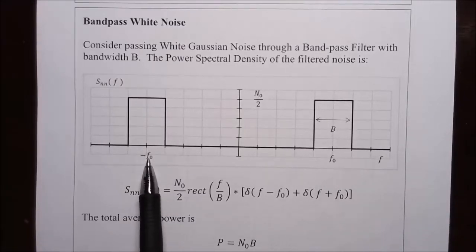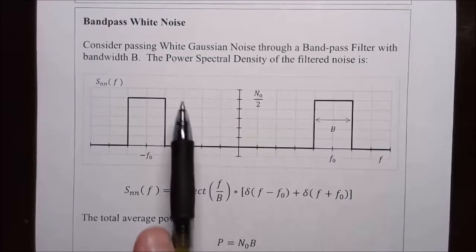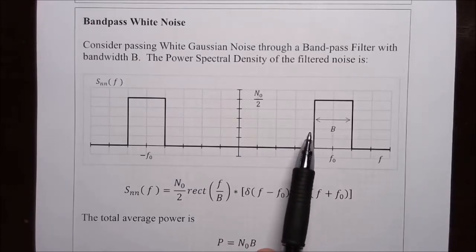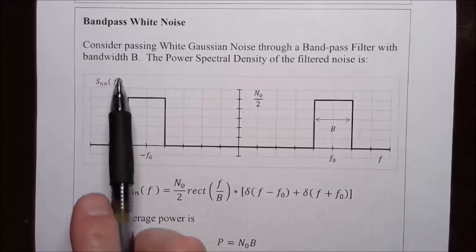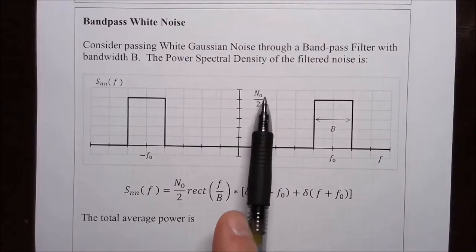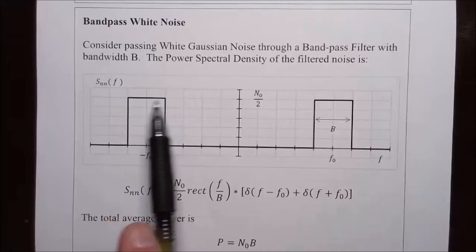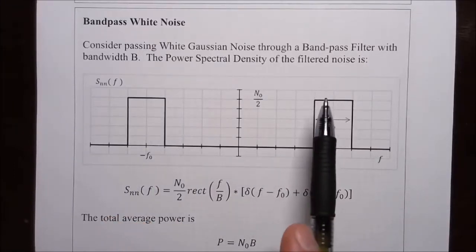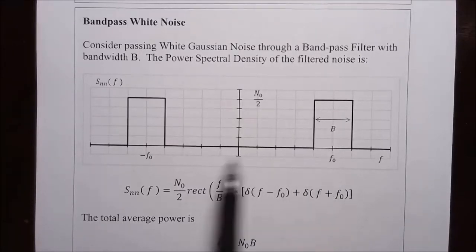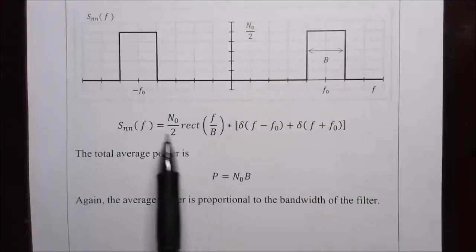It will be centered at frequency f0, and the bandpass filter has a bandwidth b, so it can be represented by a pair of rectangles. The power spectral density of the noise that comes out of the bandpass filter, illustrated here, is simply this pair of rectangles as a shape, and the height of the rectangles is given by n0 over 2. So this is the power spectral density for the Gaussian white noise that has been passed through this ideal bandpass filter. And we can write the equation quite simply.